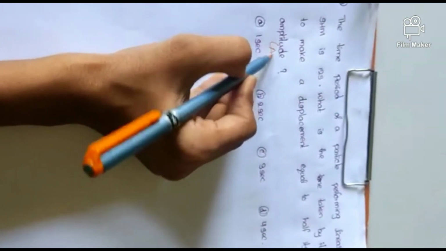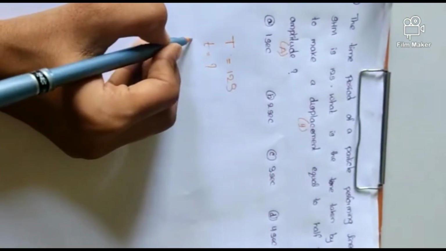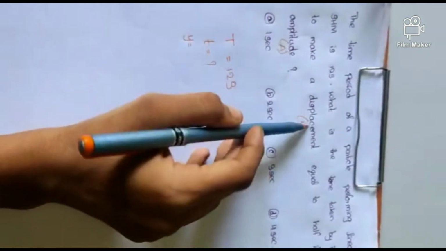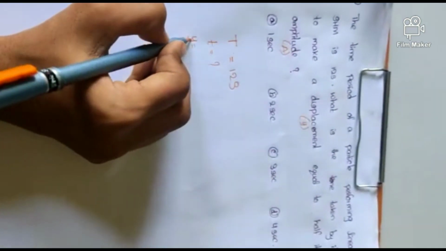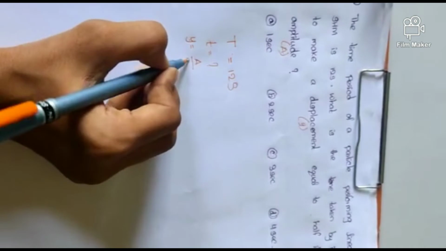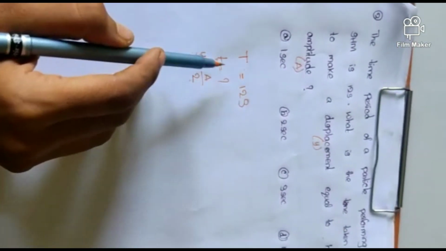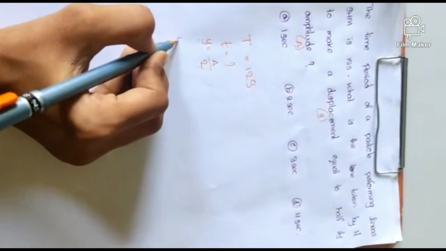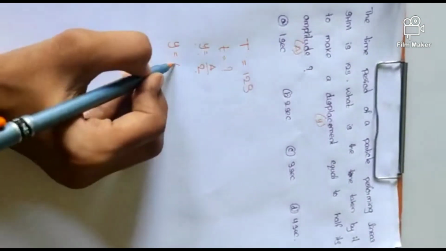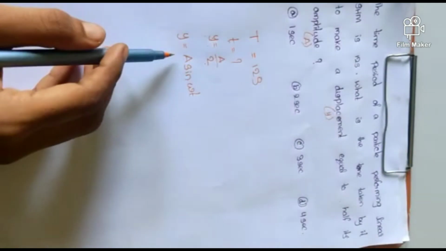Amplitude is given by A and displacement is given by Y. Given in the question, displacement is equal to half of its amplitude, so Y is equal to A by 2. Now we have to find the value of small t. For this we know the formula Y is equal to A sin omega t. We know this formula, right?